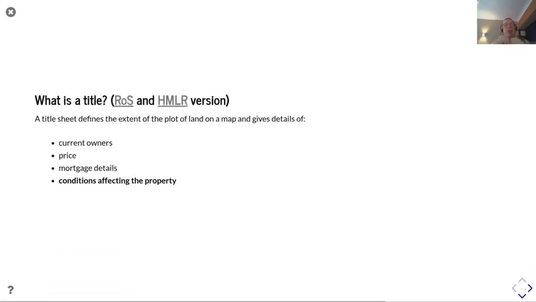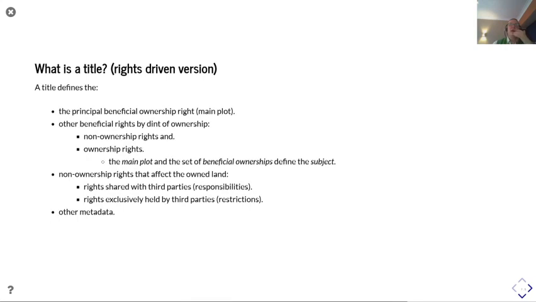So we've gone around that bigger concept of title, but what about the more pragmatic definition used by some of the land registrars? Well, Registers of Scotland and Her Majesty's Land Registry define a title in similar ways. So a title sheet defines the extent of a plot of land on a map and gives details of current owners, price, mortgage details and conditions affecting the property. I have a slightly different version, which aligns with this as a digital registration and rights-driven process. So a title defines the principal beneficial ownership right, the main plot, other beneficial rights by dint of ownership, i.e. any non-ownership rights and any ownership rights.